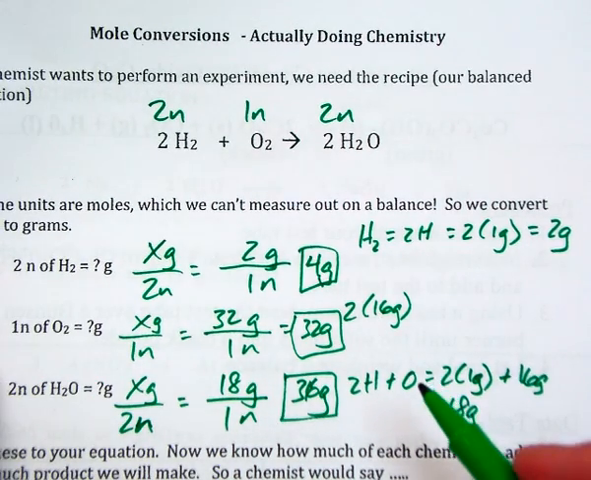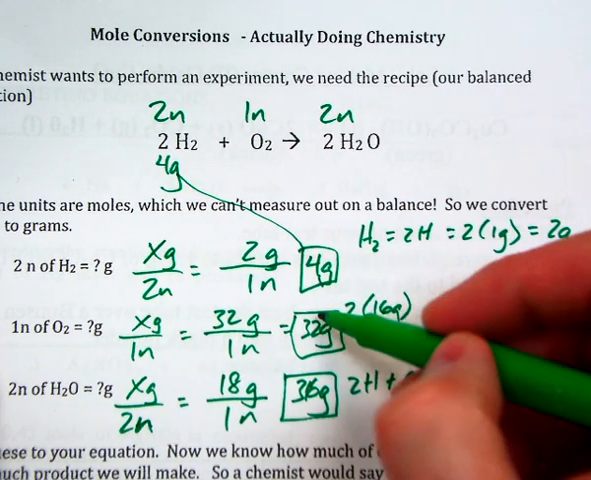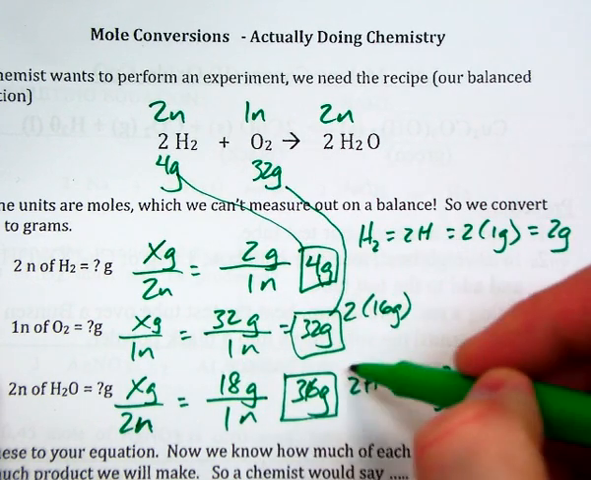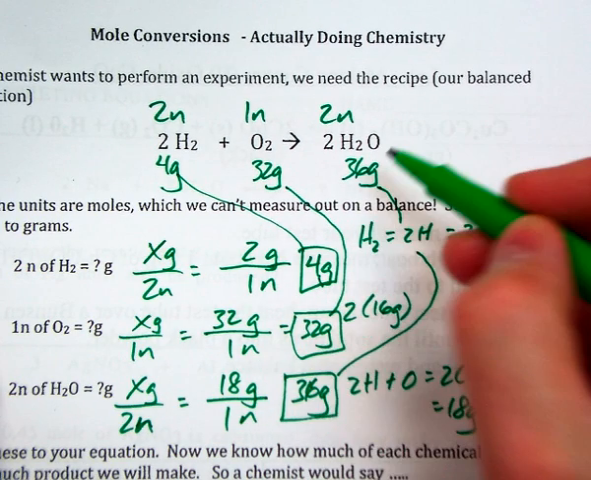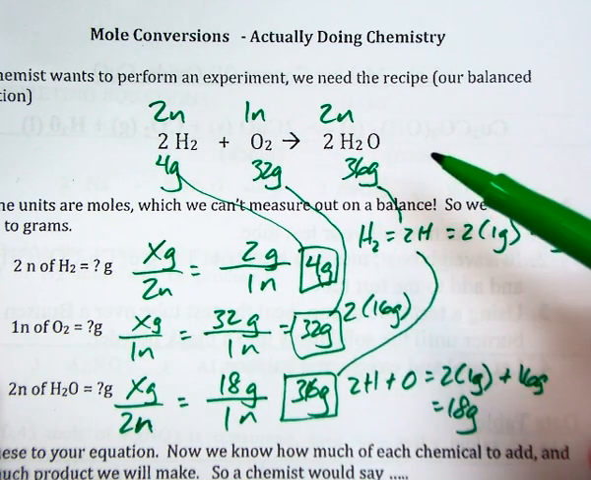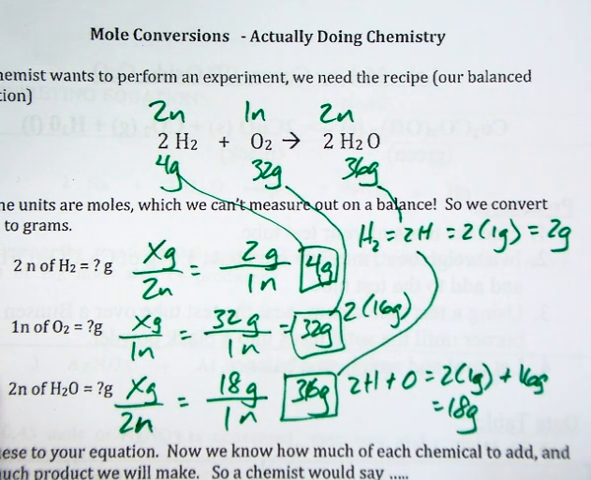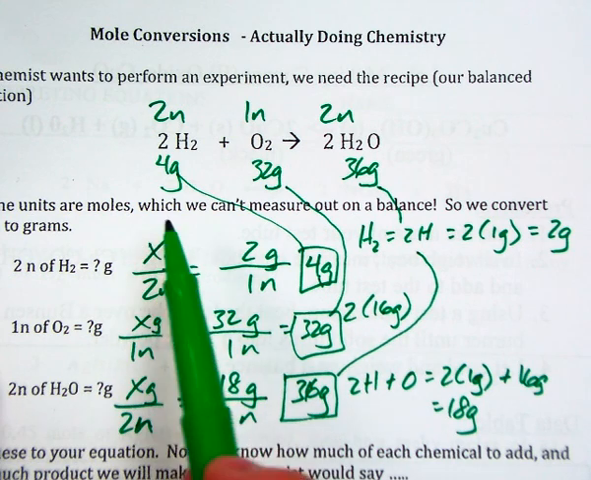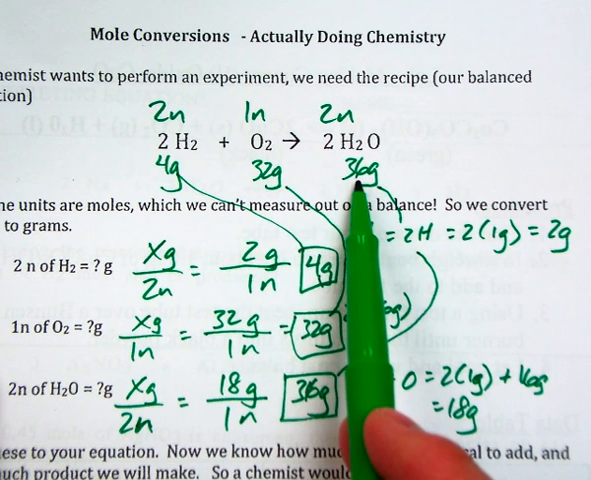So this is 4 grams. This is for hydrogen, so I'm going to put 4 grams here. The 32 grams is from oxygen, so 32 grams here. And then this 36 is going to go here. You'll notice by doing this, we recognize the law of conservation of matter holds. 4 grams plus 32 is going to equal 36, so everything makes sense. If I wanted to do this reaction as is, I would need 4 grams of hydrogen, 32 grams of oxygen, and I would make 36 grams of water.